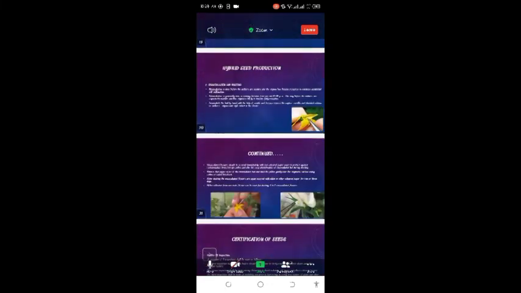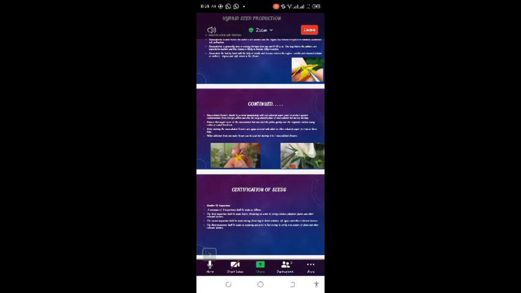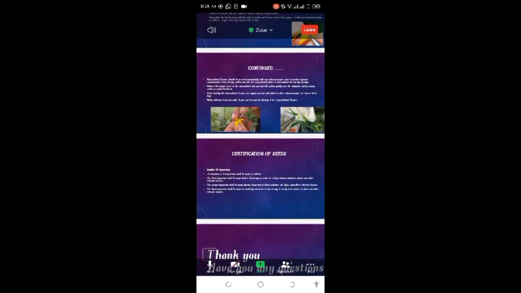Next है हमारे पास certification of seeds. The process by which a state seed certifying agency gives official recognition to seed produce of a cultivated or named variety under a limited generation system which ensures genetic purity, identity and a given minimum level of quality.